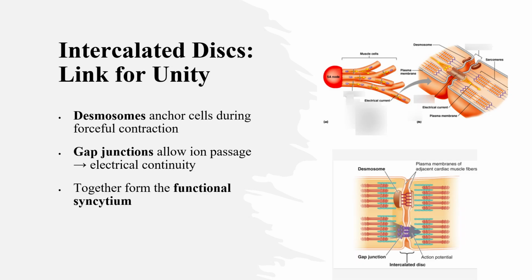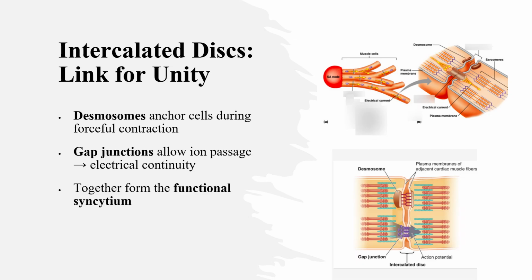role. Desmosomes anchor cells together firmly, especially during powerful contractions. Without them, the cells would literally pull apart every time the heart beats. Gap junctions, on the other hand, act like tiny doorways between cells. They allow ions, mainly sodium and potassium, to pass freely from one cell to the next. This electrical connection means that when one cell depolarizes, the impulse spreads almost instantly to its neighbors. The result is rapid, synchronized activation of the entire cardiac muscle mass.